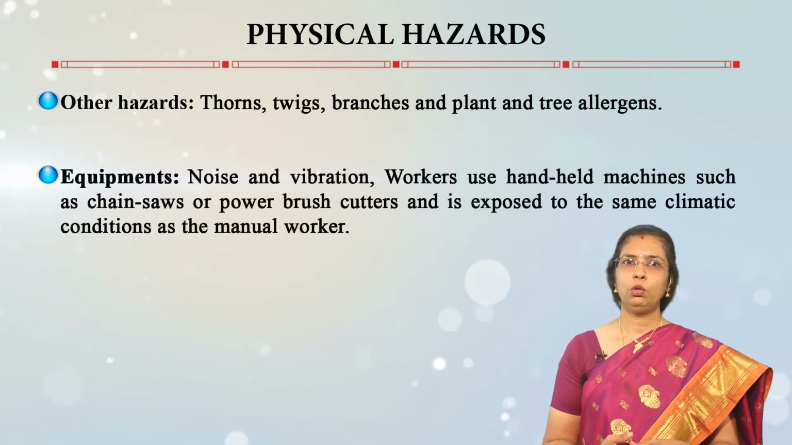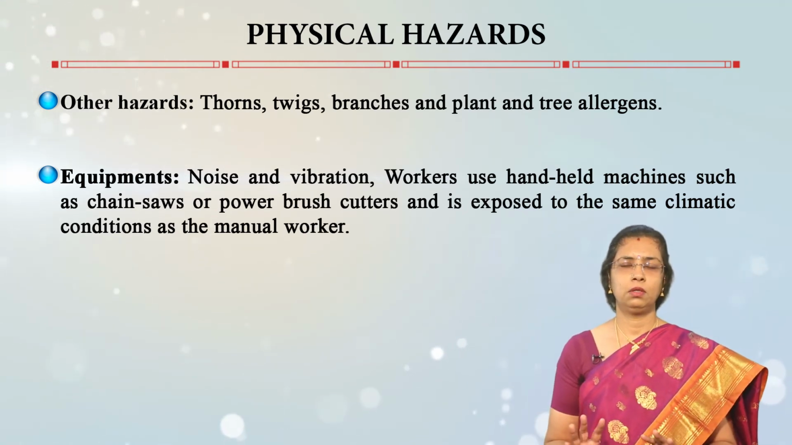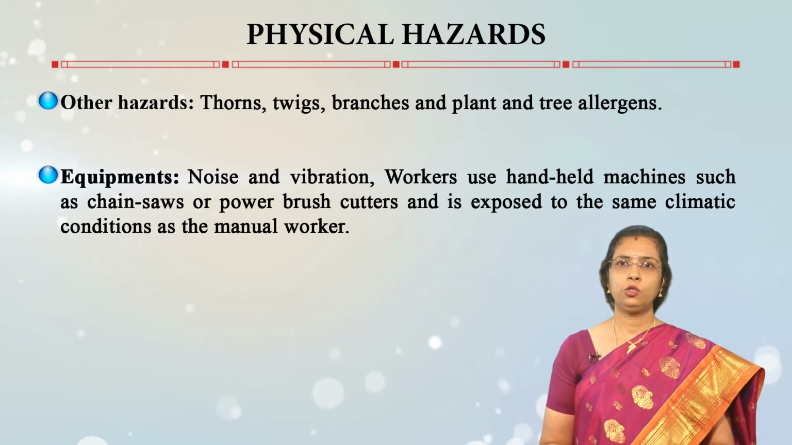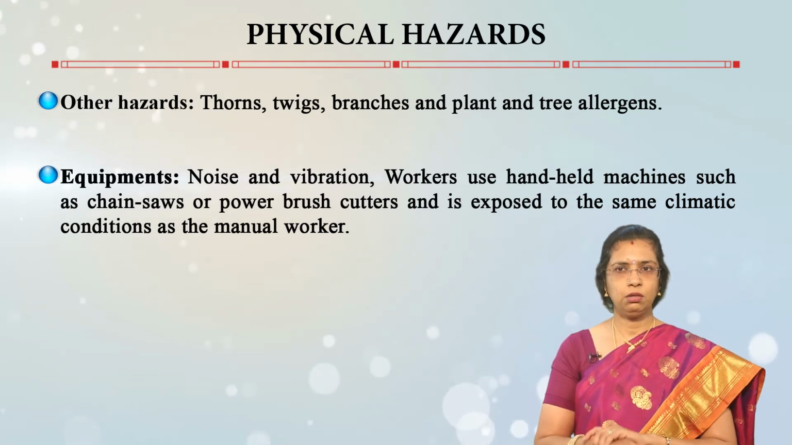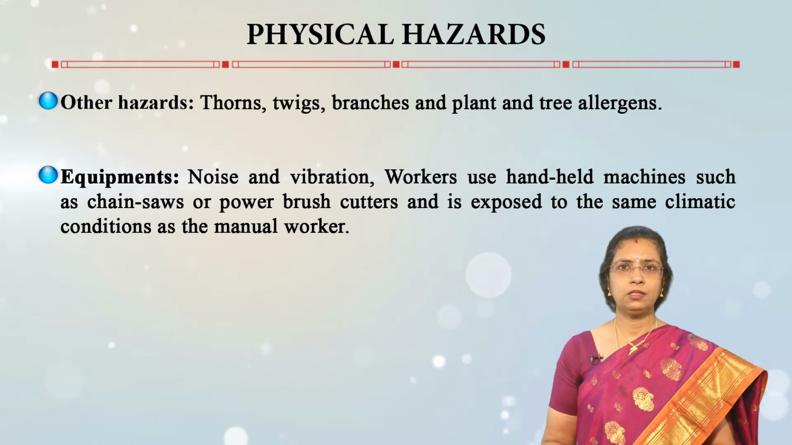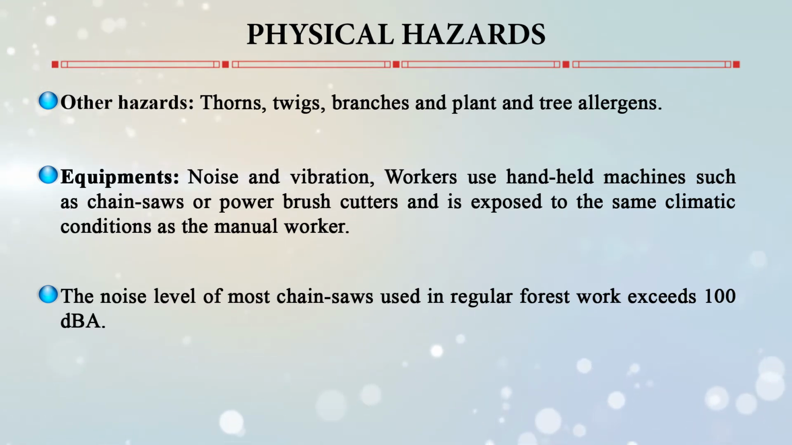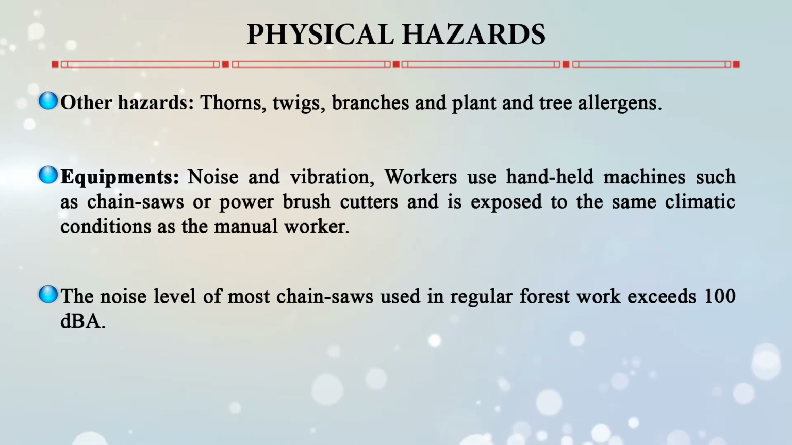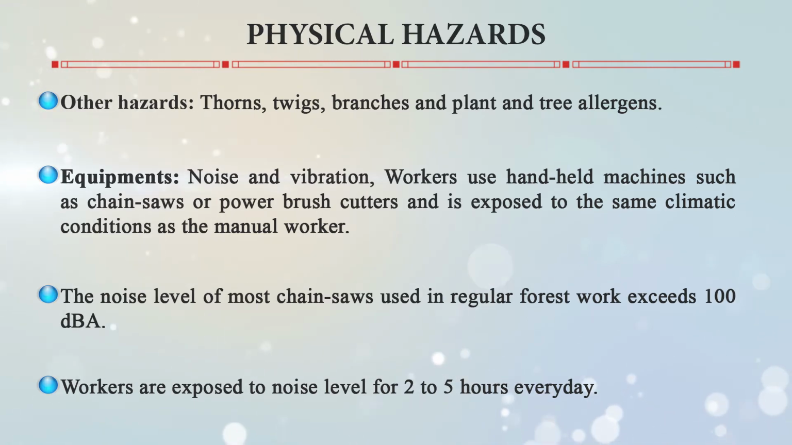Now, equipments. We all know that equipments create noise. Some equipments, when they have noise mufflers that are used, then maybe the vibration and noise will not be heard. When the workers are using handheld machines like the saws, the power brush, the cutters, there is a lot of vibration on their hand, and when they are doing it on a regular basis then the problems get aggravated. For the noise they can always use certain noise mufflers and ear plugs, because the noise level of these chainsaws or these equipments can regularly exceed 100 decibels. If the workers are exposed to such high noise levels for 2 to 5 hours every day, then the condition can increase. Hand arm vibration.